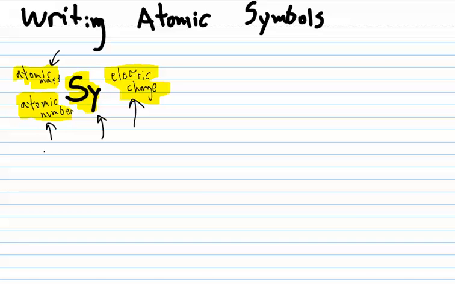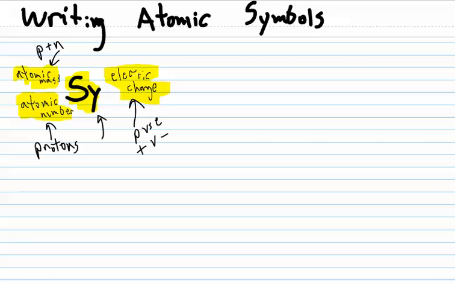Just as a refresher, the atomic number is the number of protons. The atomic mass is the number of protons plus neutrons. And the electric charge depends on two things: the protons versus the electrons. In other words, positives versus negatives. If the two balance each other out, if they're equal, then we don't put a number here.